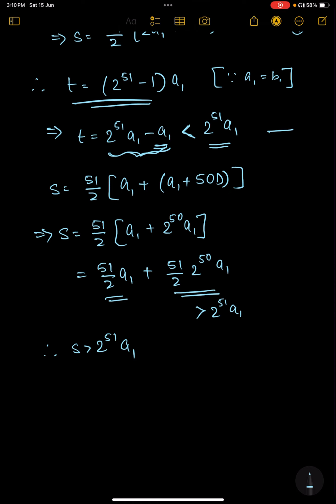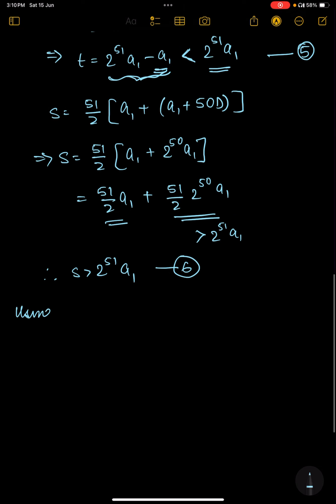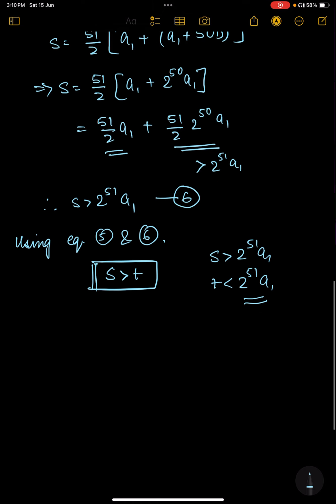Now, had this been equation 5 for me and this been equation 6, using equation 5 and 6, I can very easily say that s is greater than t, because s is greater than 2 power 51 a1 and t is less than 2 power 51 a1. So I defined a common term, which is 2 power 51 a1, and used that to find the inequality between s and t.